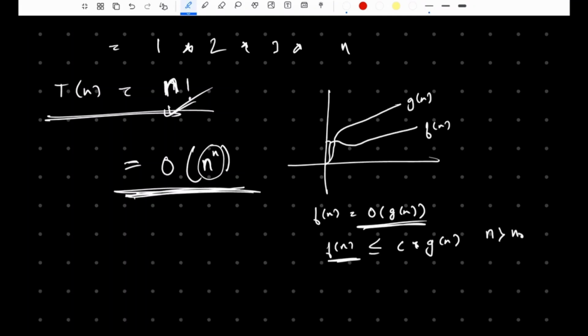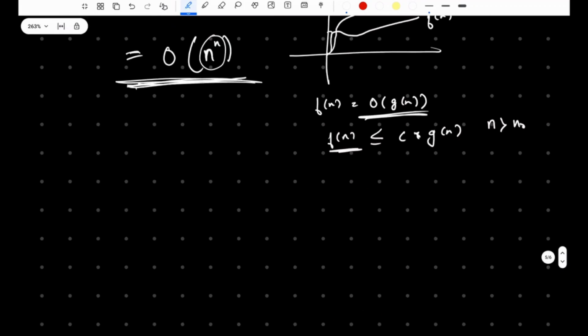So this is what the substitution method is, and with this we find the time complexity of a recursive program by its recurrence relation.